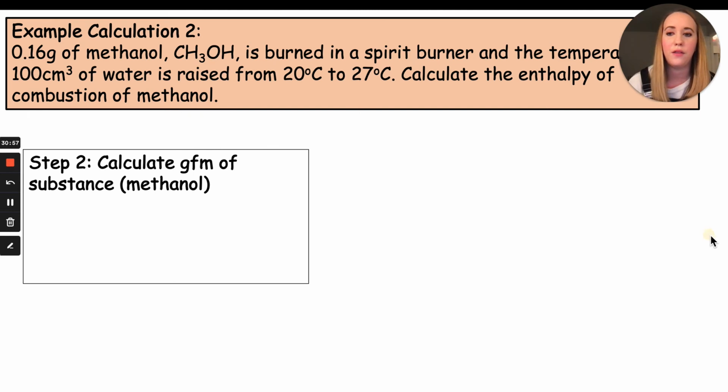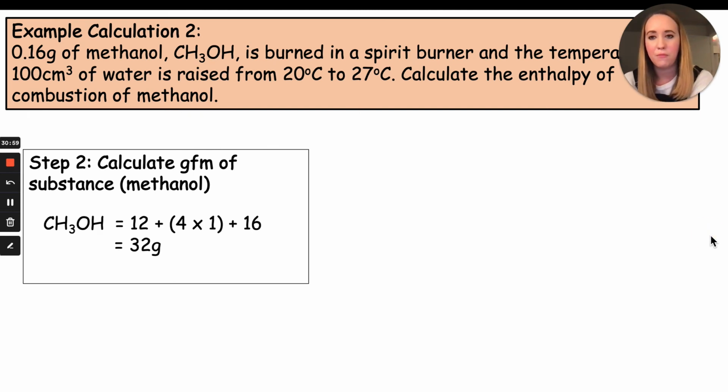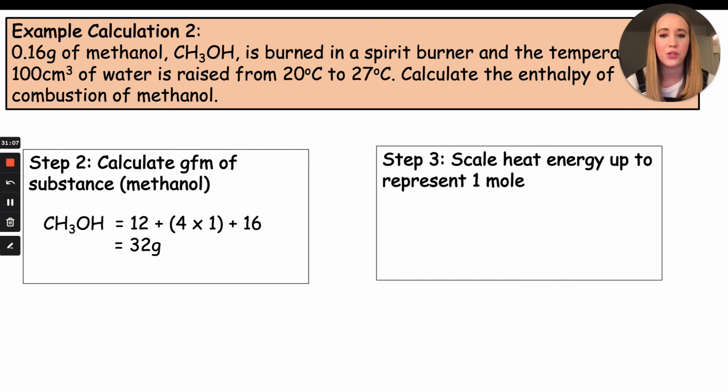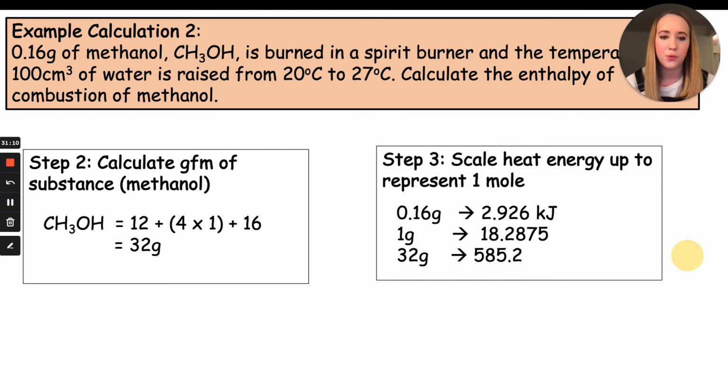Okay, so starting with working out our GFM for methanol, which is 32 grams. And then we're going to do our scaling step, our proportion. So we're going to take the relationship, partly coming from the question, so 0.16 grams was the amount of methanol that was burned, and adding in the value that we calculated for the heat released. So 0.16 grams produces 2.926 kilojoules, and we're going to scale that to represent what 32 grams would produce.